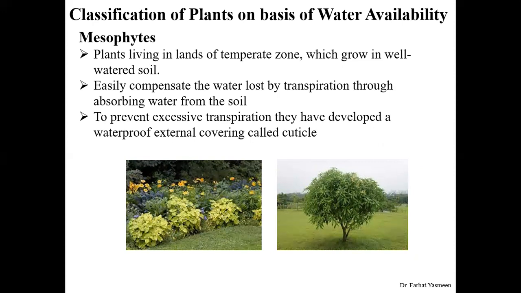They have root hairs which increase the surface area so that they can absorb water from the maximum area. They also have a waterproof external covering, which is called the cuticle, which is involved in the prevention of excessive transpiration. So these are the plants which can grow in mesophytic conditions or in temperate zones, in well-watered soil. So thank you.